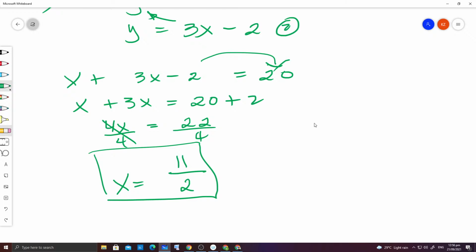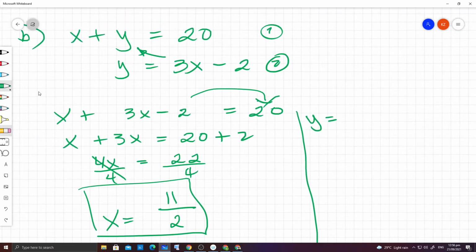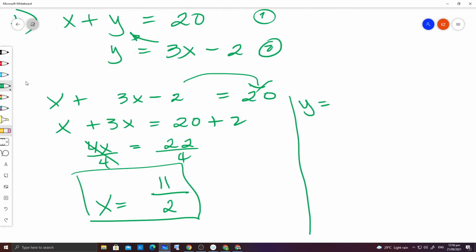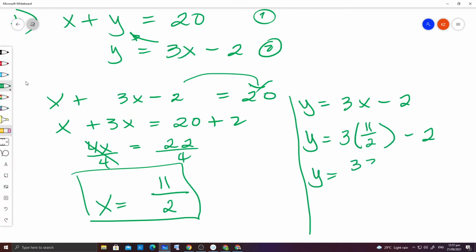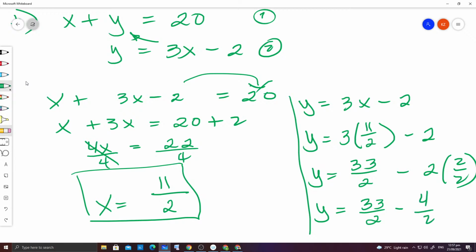No need for the decimal. Now to find the value of y, y equals 3x minus 2, right? So y equals 3 times 11 over 2 minus 2. That is 33 over 2 minus 2. So multiply by 2 over 2, minus 4 over 2.